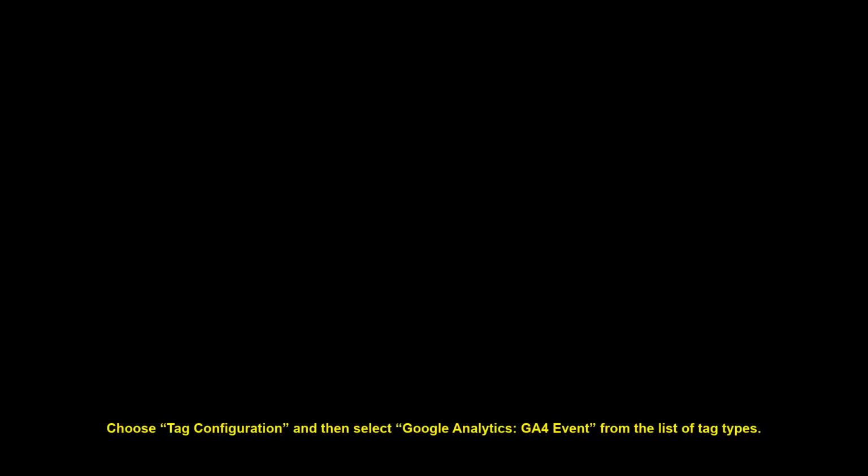Choose Tag Configuration and then select Google Analytics GA4 Event from the list of tag types. In the Configuration Tags section, select or create a new GA4 configuration tag if you haven't done so already. Enter the name of the event you want to track in the Event Name field. If your event requires additional parameters, scroll down to the Event Parameters section and add those as needed.